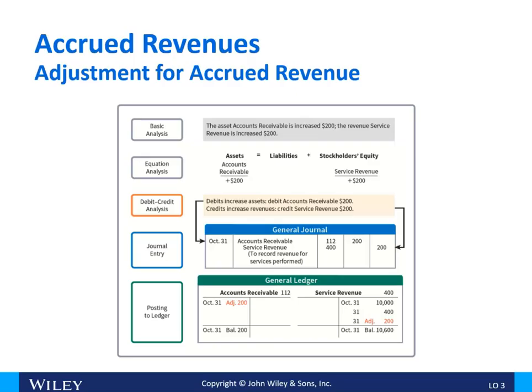And again, here are the steps we've gone through. We analyze the transaction. We look at the accounting equation. We determine the debits and credits, and then we post it to the ledger.